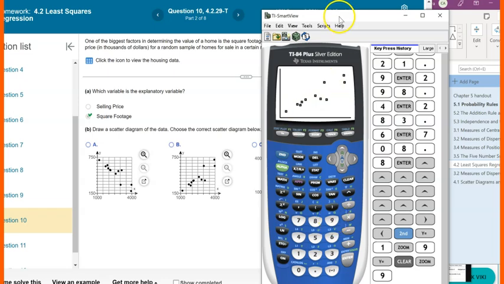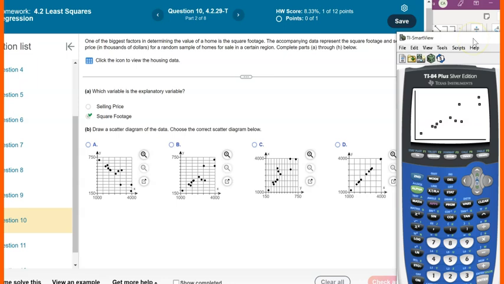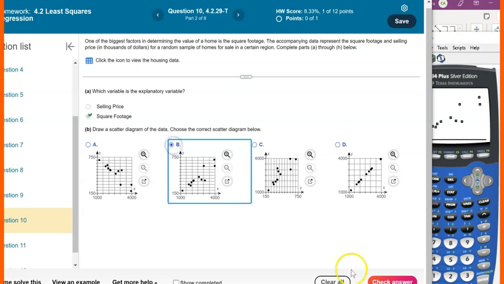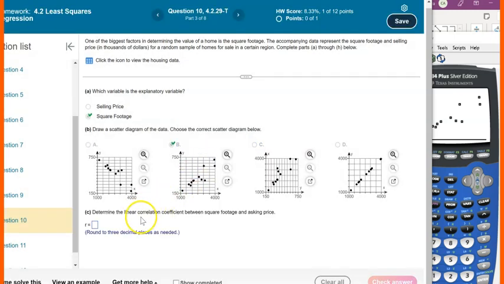That's the scatter plot. Which one looks similar to this one? Let's see. This is similar to this one. See? Therefore the answer is B. Okay, excellent. Now determine the linear correlation coefficient between the square footage and the asking price.